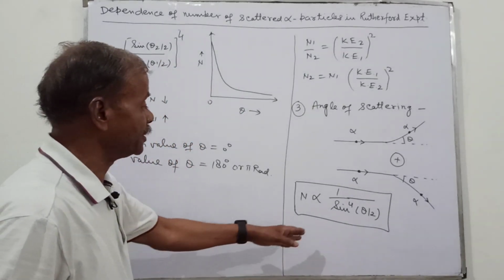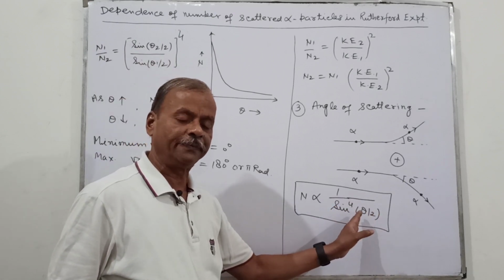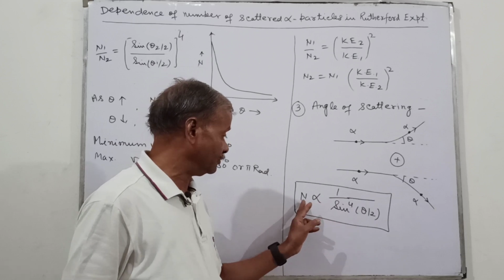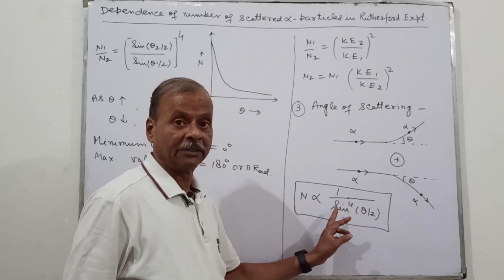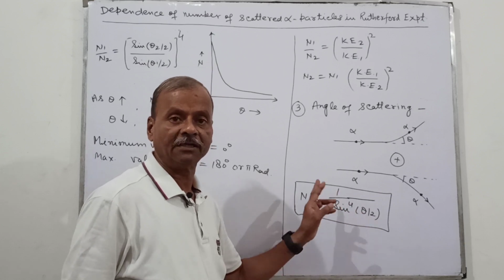Though this is sine raised to power 4, so this makes all the negative numbers to be positive, but even now this n cannot have the value, the theta cannot have the value more than 180 degree.